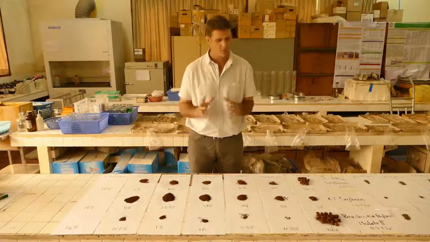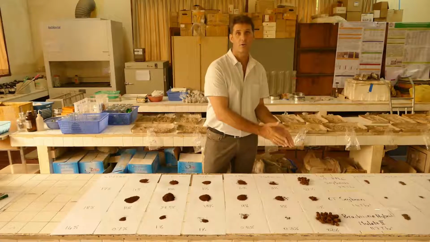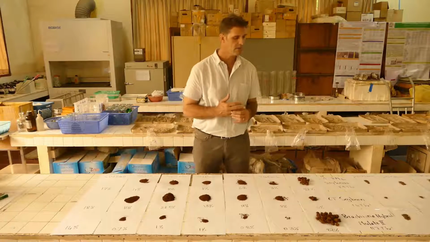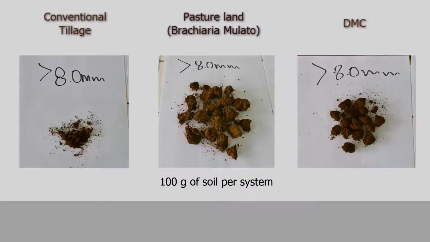So first, what we can observe, if we look at the biggest macro aggregate, higher than 8 millimeter, is that the quantity of the macro aggregate is very, very small under the plow-based management. When we compare with the DMC, we have around 6% under the CT, and we have almost 52% under the DMC, and on the pasture land 82%.